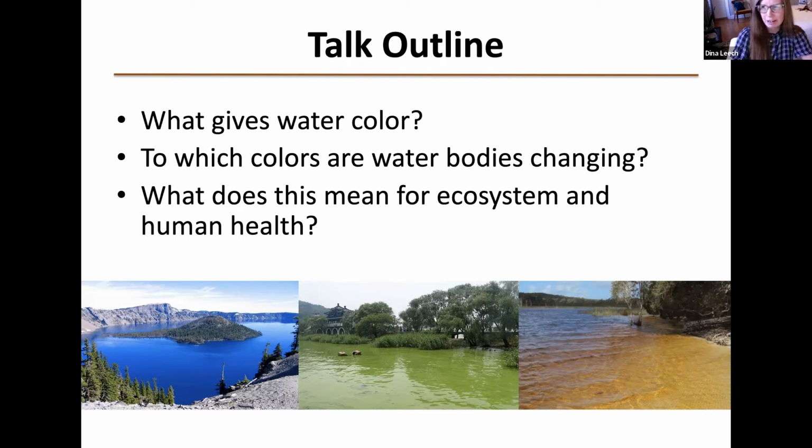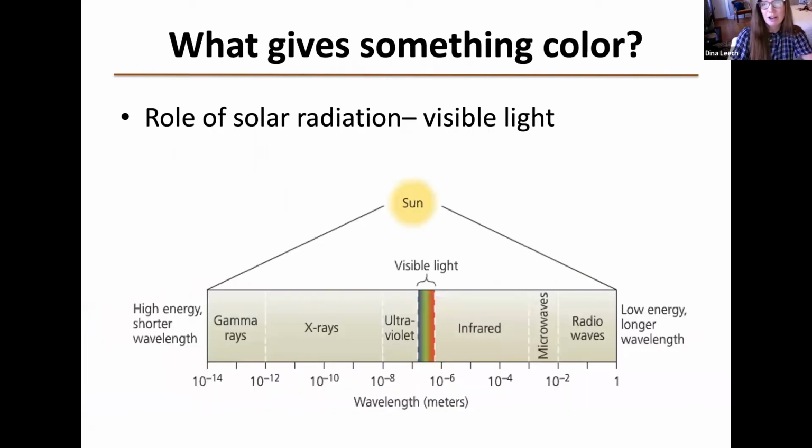But before we get started, let's first ask the question, what gives something color? What gives anything color? And really, color is traced back to light, specifically light that we refer to as visible light. So remember that the sun is emitting radiation or energy at many different wavelengths, including short wavelength gamma rays up to longer wavelength radio waves.